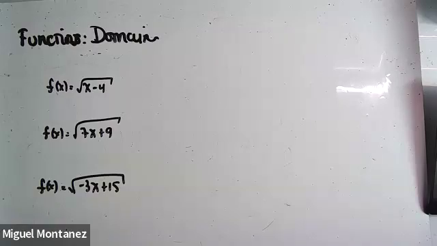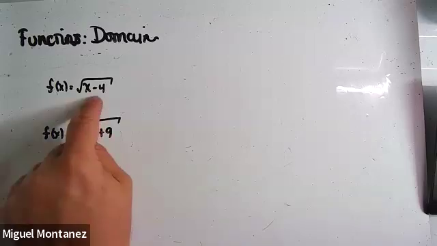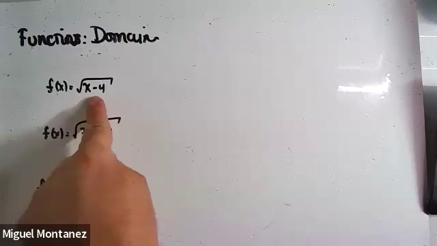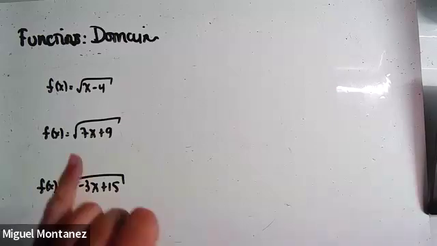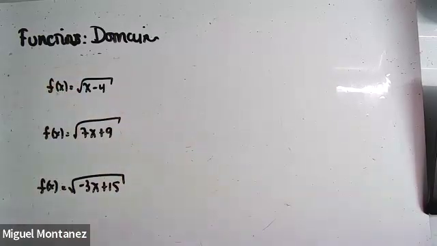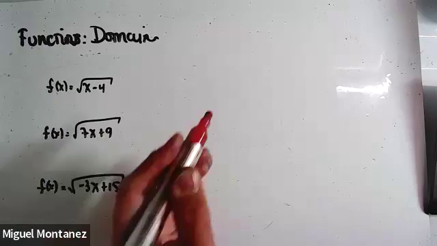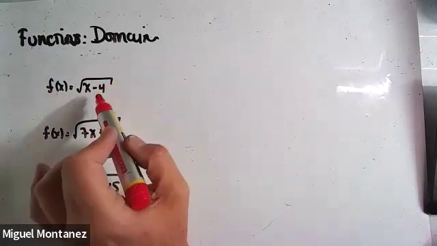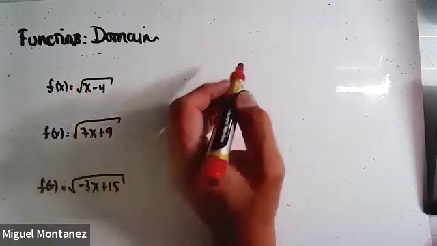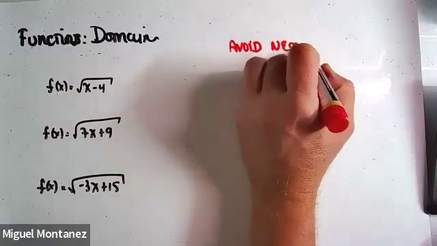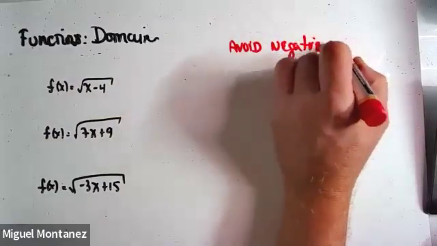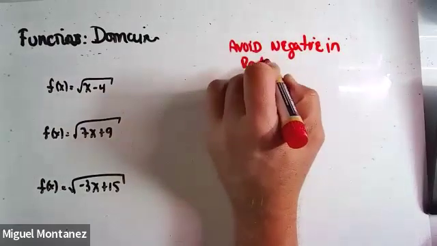In the real world, we don't know how to find the square root of negative numbers. So we cannot afford to have negative in the radicand. So the rule, if I have a radicand, of course I'm doing the square root, the cube root, or the fourth root, we know that we cannot afford to have negative numbers. So that's it. Avoid negative in radicand.